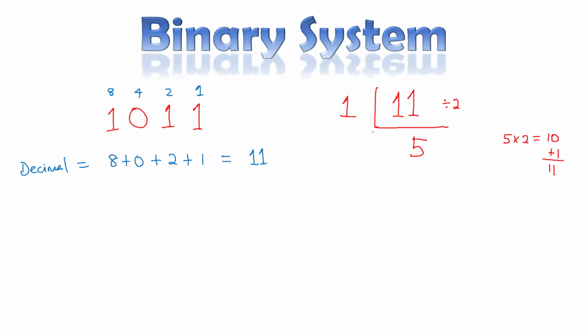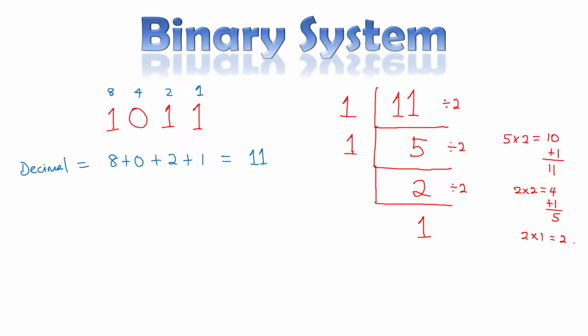Now we divide by 2 again. Dividing 5 by 2, I get a quotient of 2. 2 times 2 gives me 4. I need to add a 1 to get back a 5, which means I have a remainder of 1. And I divide this by 2 again. 2 divided by 2 would give me 1. And in this case, 2 times 1 gives you 2. So you don't have to add anything. So there's a remainder of 0.